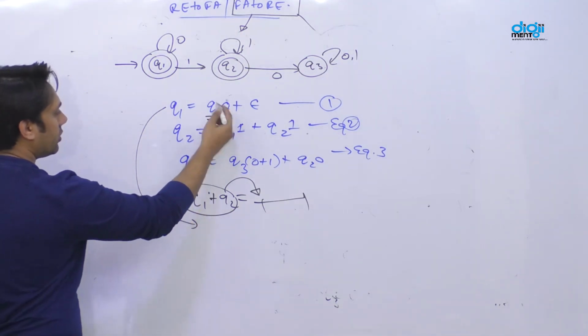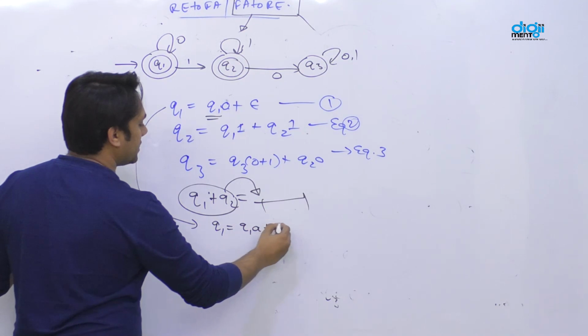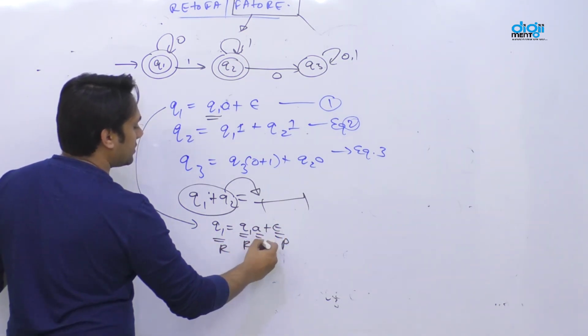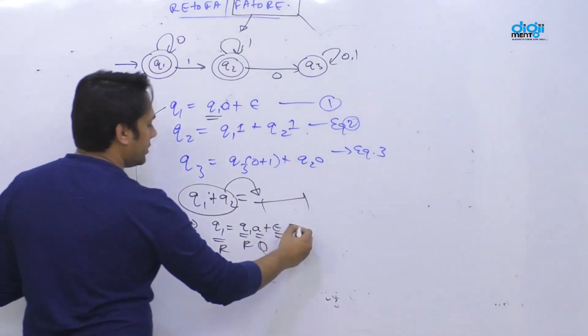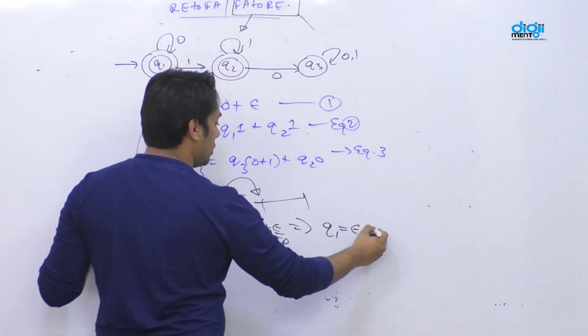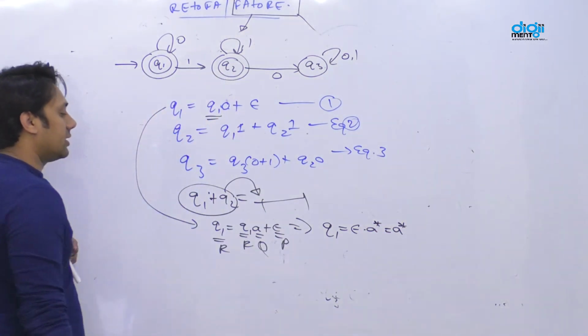So in this equation Q1 I can eliminate Q1. So we have equation Q1 is equal to Q1 0 plus epsilon. So this is R is equal to P plus RQ, this is R and this is Q. So I can also say it this way: Q1 is equal to epsilon dot 0 star, which is equal to 0 star only. Q1 जो है वो 0 star को represent कर रहा है.